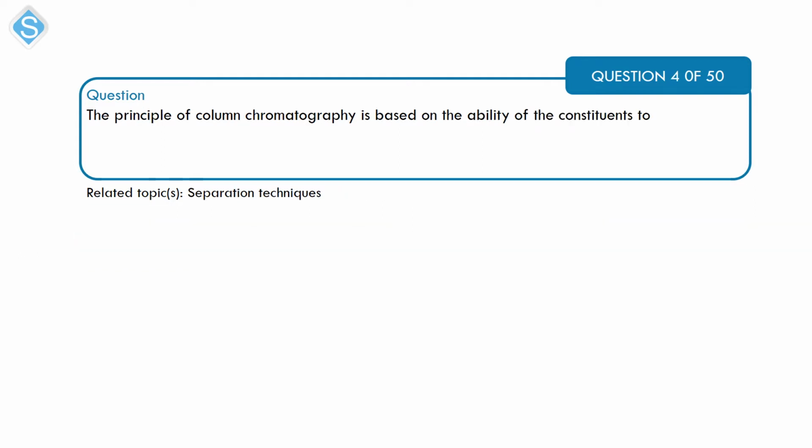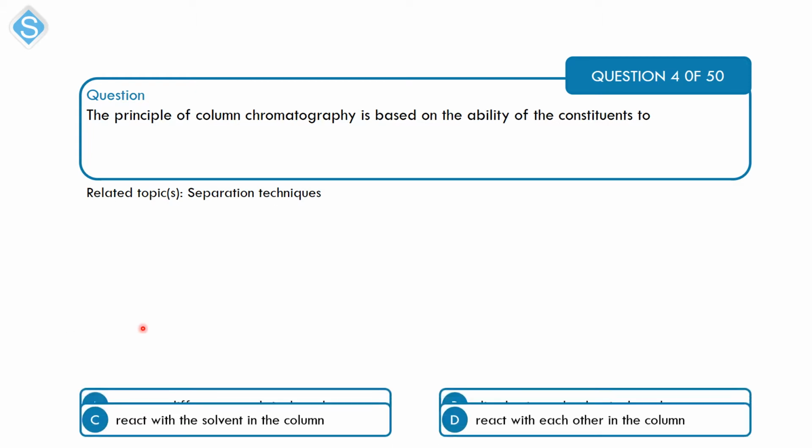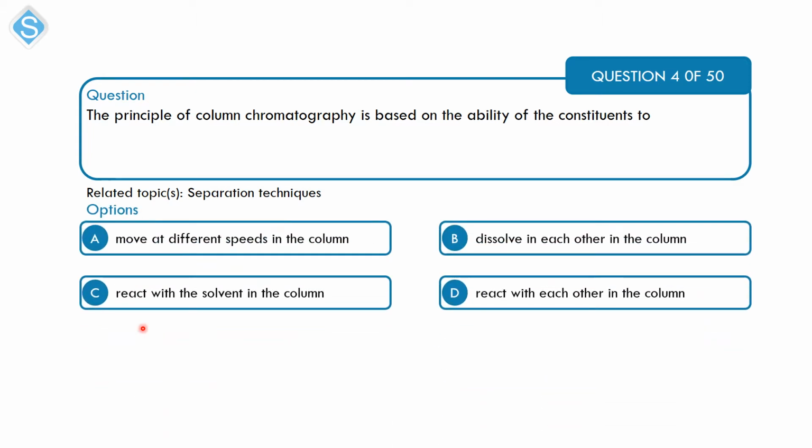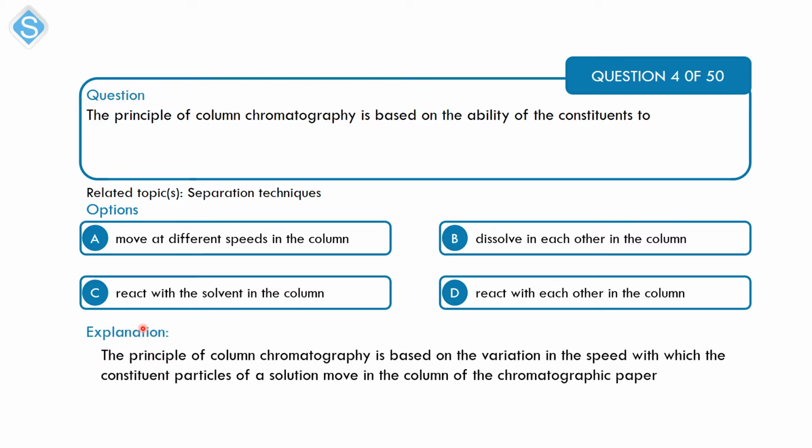Next is on separation technique. The principle of column chromatography is based on the ability of the constituents to A, move at different speeds in the column, B, dissolve in each other in the column, C, react with solvents in the column, and D, react with each other in the column. Chromatography basically is used to separate constituents of a liquid in terms of their color, like different colored constituents of a liquid. And the principle is based on the variation in the speed with which those constituent particles move along the column of the chromatographic paper. That's option A.